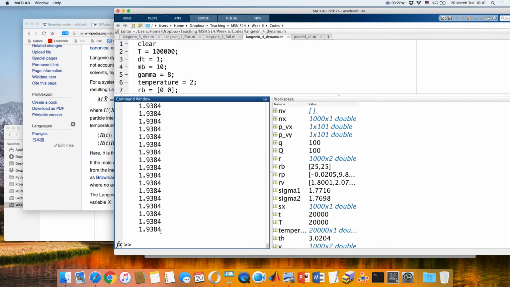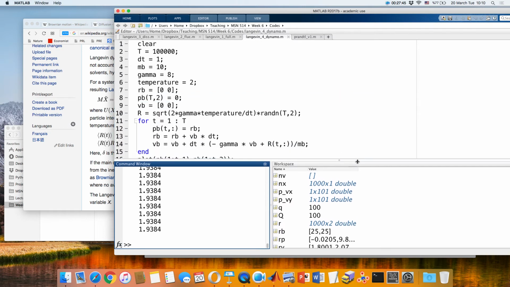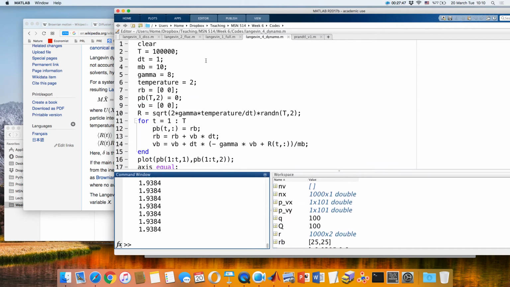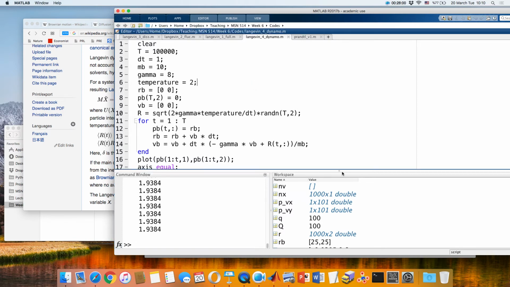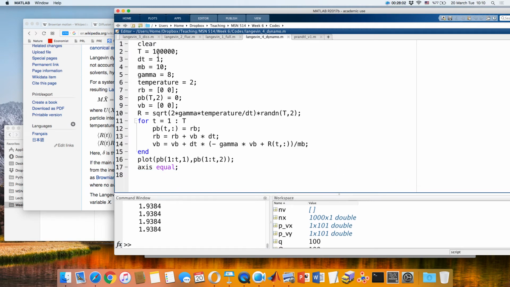It's constant at 193, so I took temperature 2. Are you following? And it took much longer time in the previous. Do you remember it was moving slowly? But in a blink of an eye, I will make like 100,000 steps.